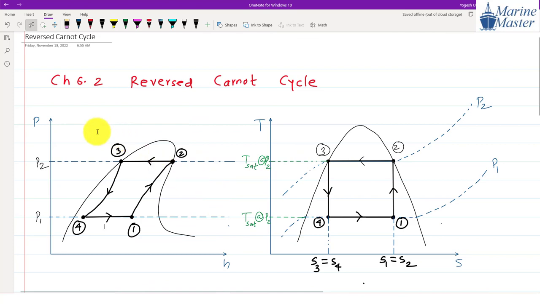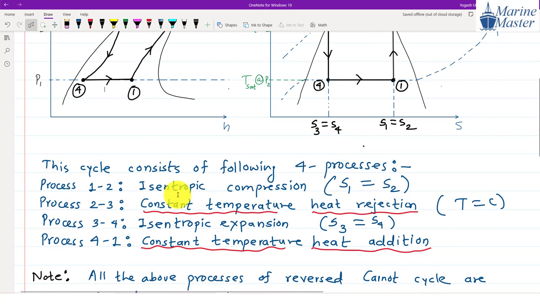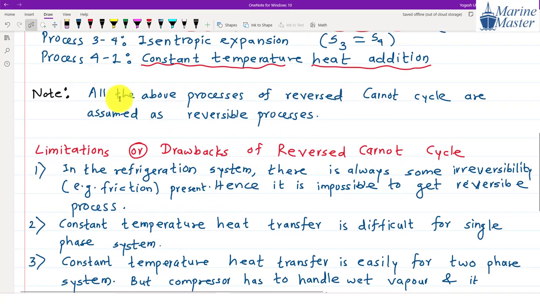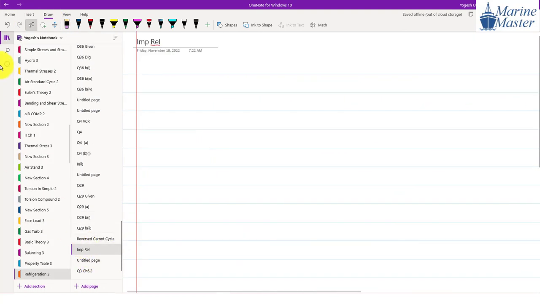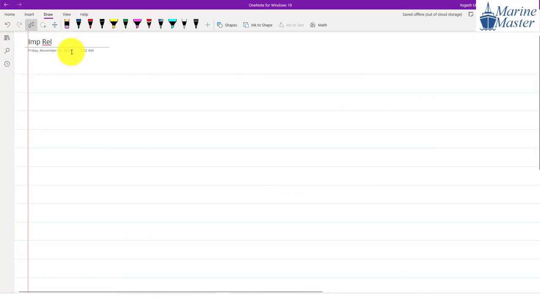Till now what we have seen? We have seen pressure enthalpy and temperature entropy diagram. Then we have seen the names of processes. After that we have seen assumption, limitations and drawback. Now what we are going to see, guys? We are going to see important relations of reverse Carnot cycle.